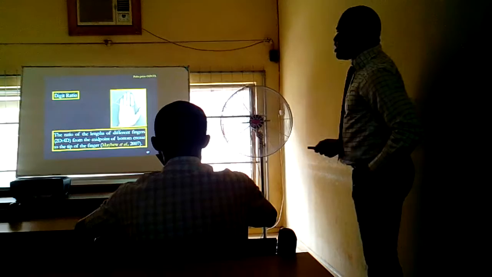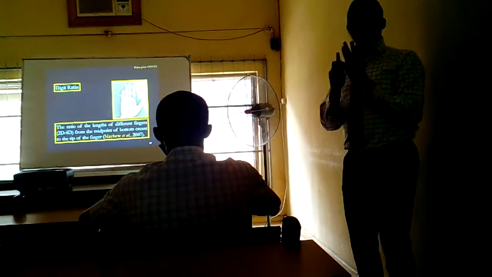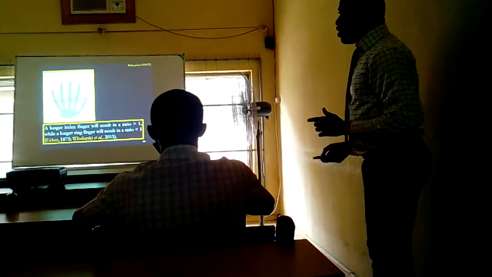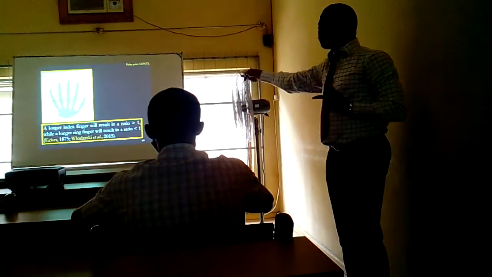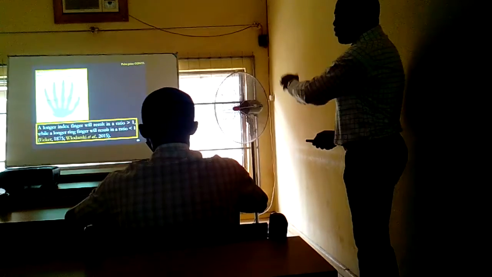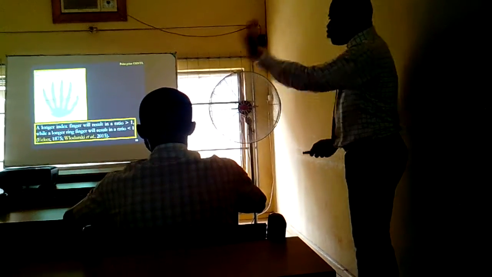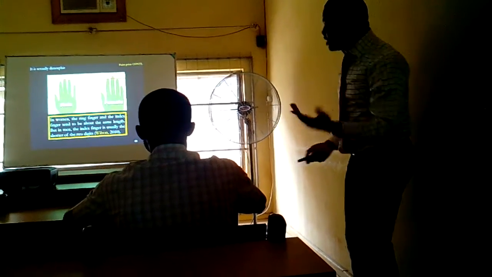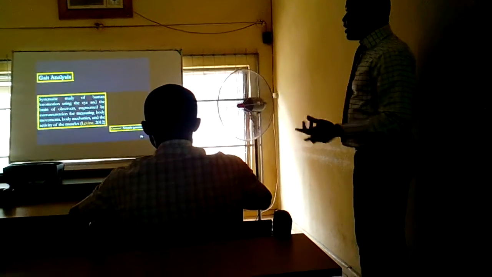Then we have what we call the digit ratio, which is the ratio of the length of different fingers from the midpoint of the bottom crease. The bottom crease is where the fingers join the palm. Now, it is measured by dividing the length of the index finger by the length of the ring finger, and a longer index finger will result in a ratio greater than 1, while a longer ring finger will result in a ratio less than 1, and it is sexually dimorphic.